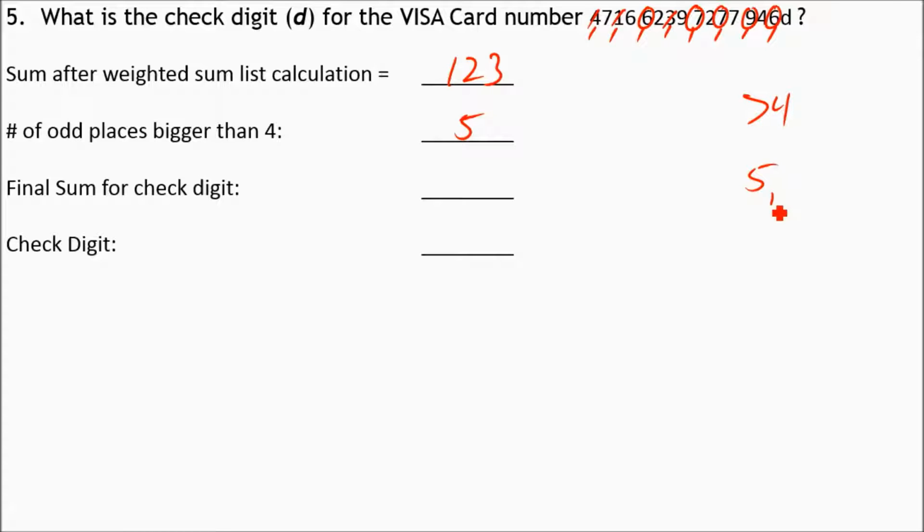So that's 5, 6, 7, 8, and 9. Now, these are the numbers that I'm counting. So that's why 4 was not. So there's a 6, a 7, a 7, a 9, and a 6, right? So there's 5 of them that are bigger than 4.